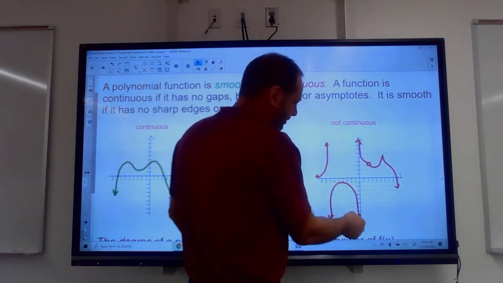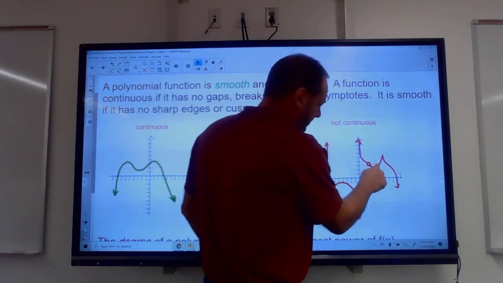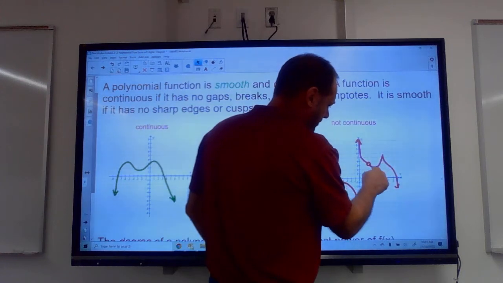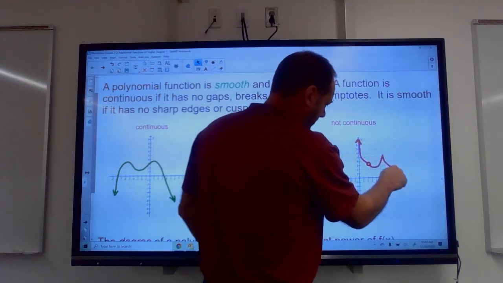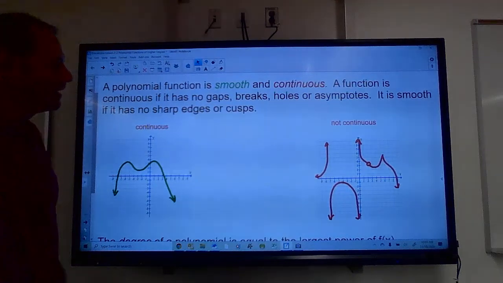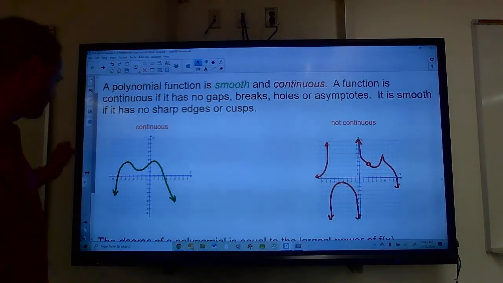This part is smooth, this part is smooth. This part is not smooth because it's got a sharp edge, which is called a cusp. In this case, where it comes up like that. So it's not smooth or continuous.